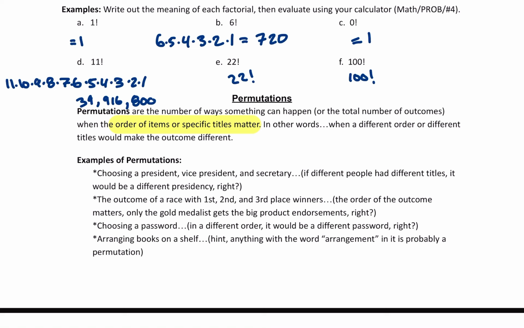Permutations, order matters. Some examples of permutations would be choosing a president, vice president, and secretary, because if different people held different titles, it would be a different presidency. Another example is running a race, and getting first, second, and third place matters, because if not, the gold medalist would get a different reward, or we'd have a different podium. Same thing with a password. If your password is 1234, you can't put in 4321 because the order of every digit you put in matters. Okay?